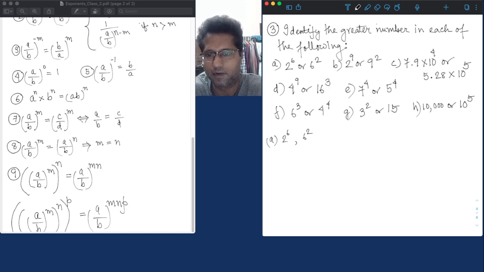The first number is 2 to the power 6 and the second is 6 to the power 2. So we can see that the base and the exponents have been reversed. Now which is bigger? Usually it is seen that the greater number in the base turns out to be the greater number, but that is not always the case. There are exceptions.